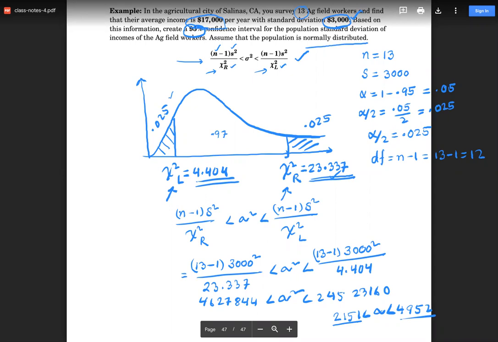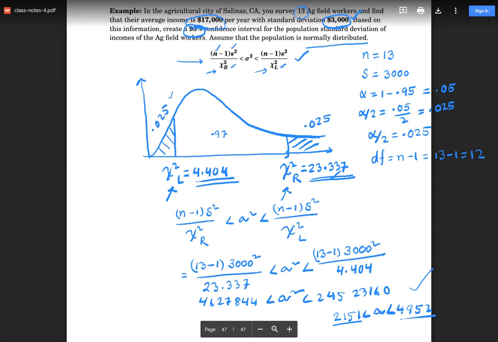And how confident are you in your calculation? About 95% confident. So what does that mean? It means that if you took many samples of the same size of 13, and from each of them you created a confidence interval like this, about 95% of those confidence intervals will include the true population standard deviation, and about 5% will not. And that's what it is.